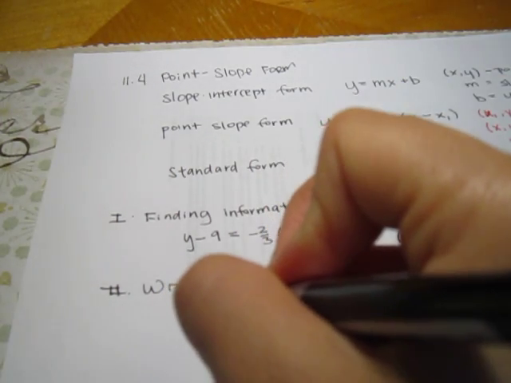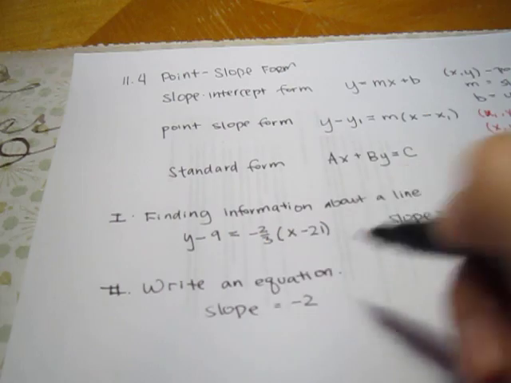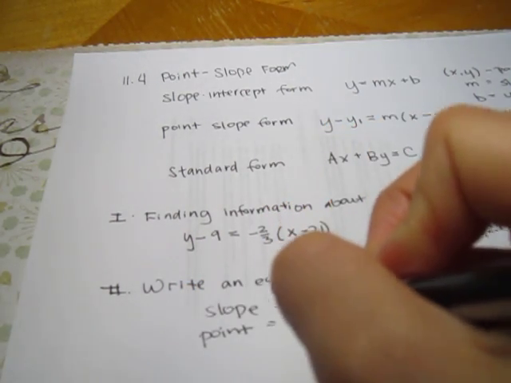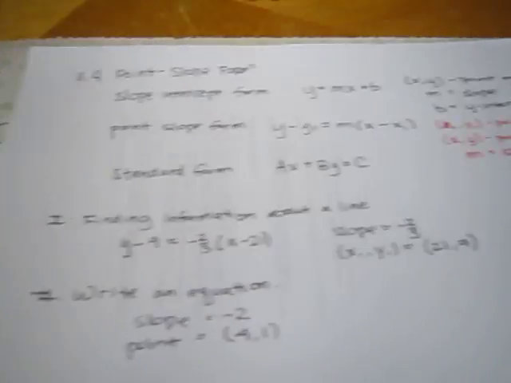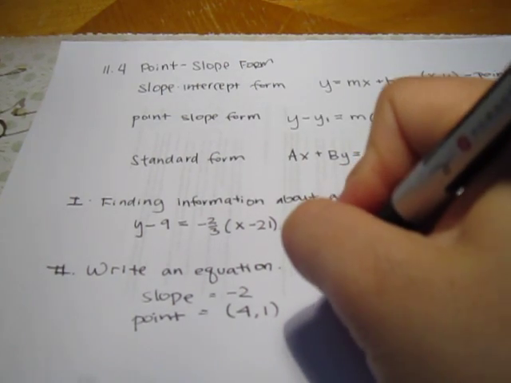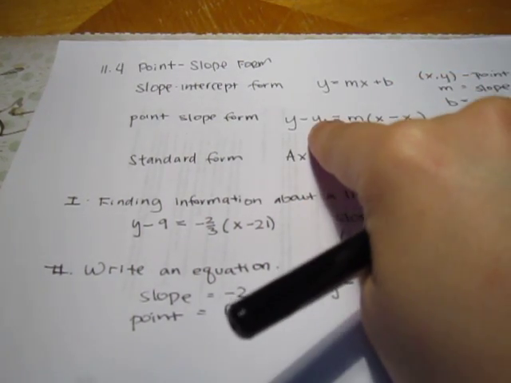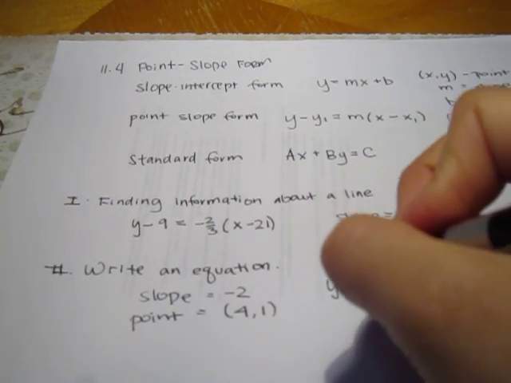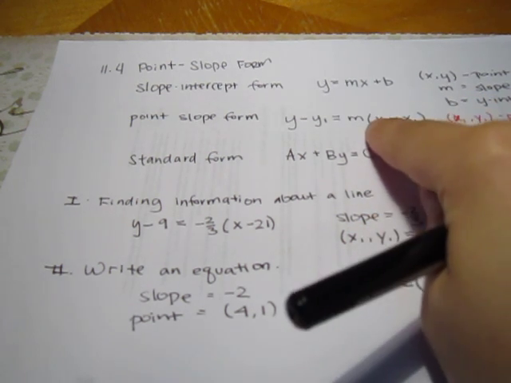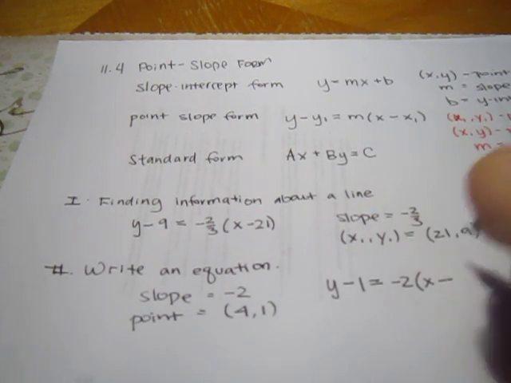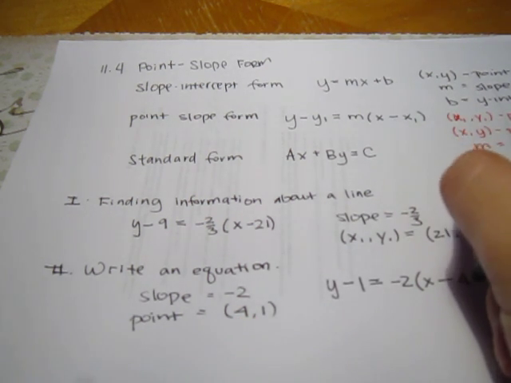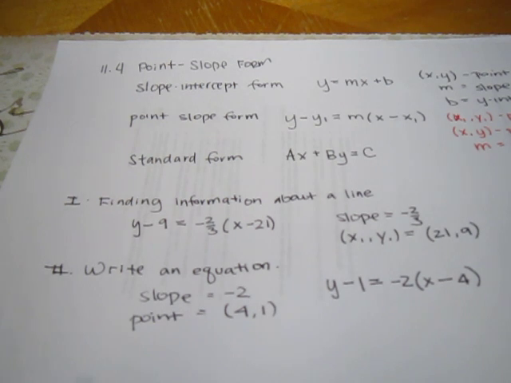If you're given the slope of -2 and a point which is 4, 1, use the formula that we talked about over here. You just use y minus the y value here. The slope is -2. We have x, just leave that there, minus, and then x sub 1, which in this case is 4. So there you go, there's your equation.